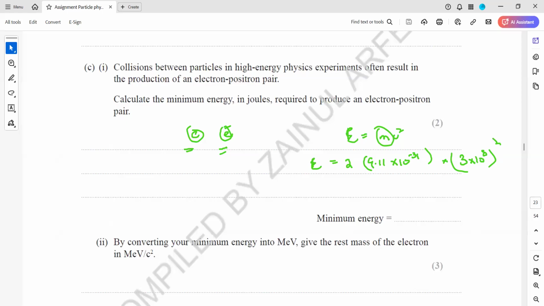So 9.11 times 10 to the power minus 31 times 2. Why times 2? Because I want to produce an electron and a positron. That's why it should be times 2. So it will be 1.64 times 10 to the power minus 13 joules. That's the energy which we need to produce them.